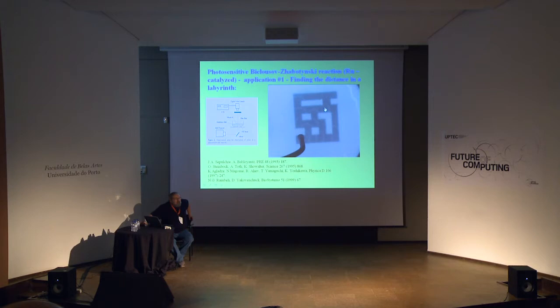So there is no faster algorithm. It's extremely parallel. It tries all the paths at the same time. There is no better algorithm to find the length of a path connecting two points in the labyrinth. I will continue to show you some.